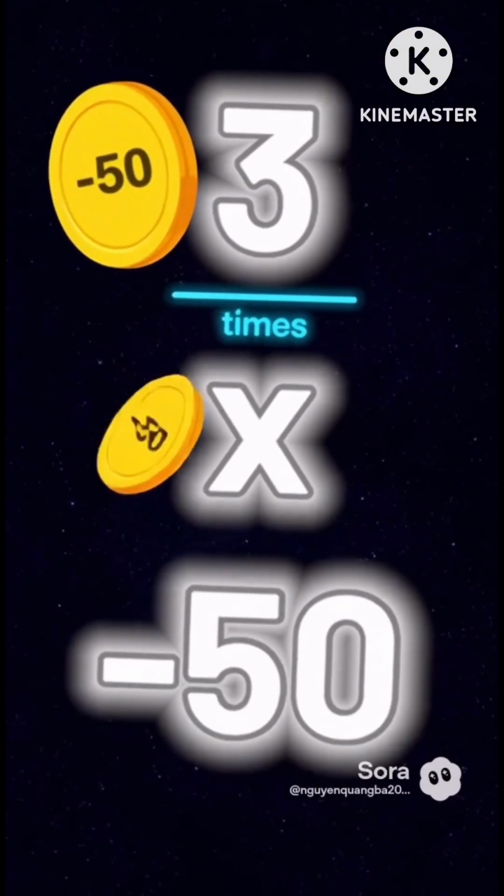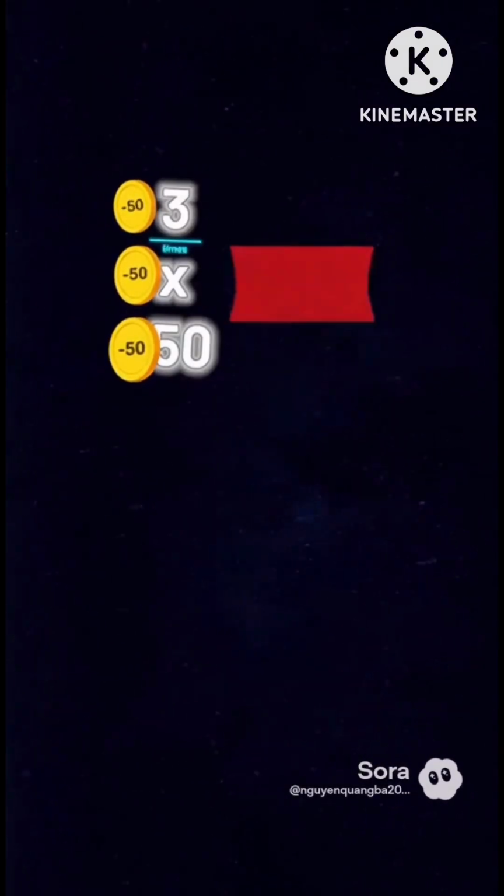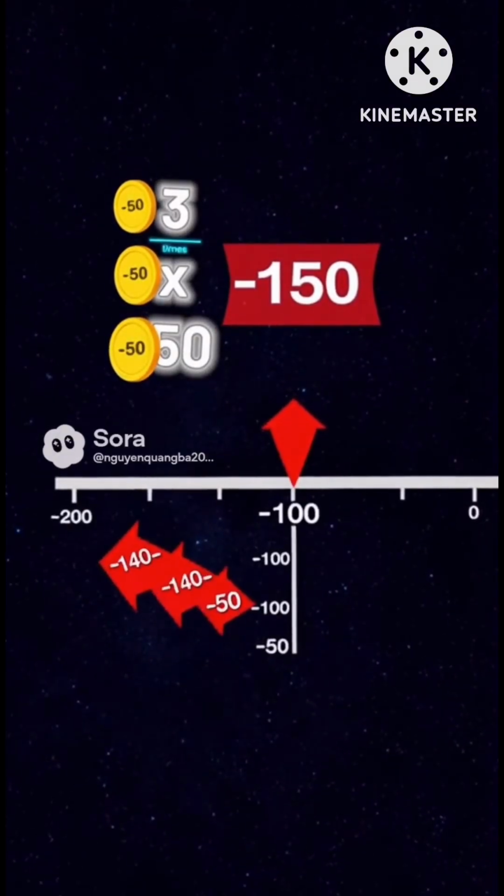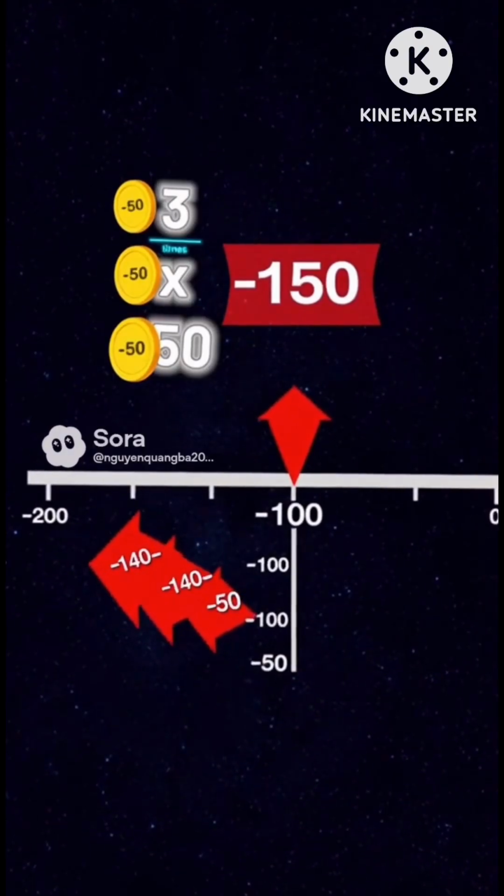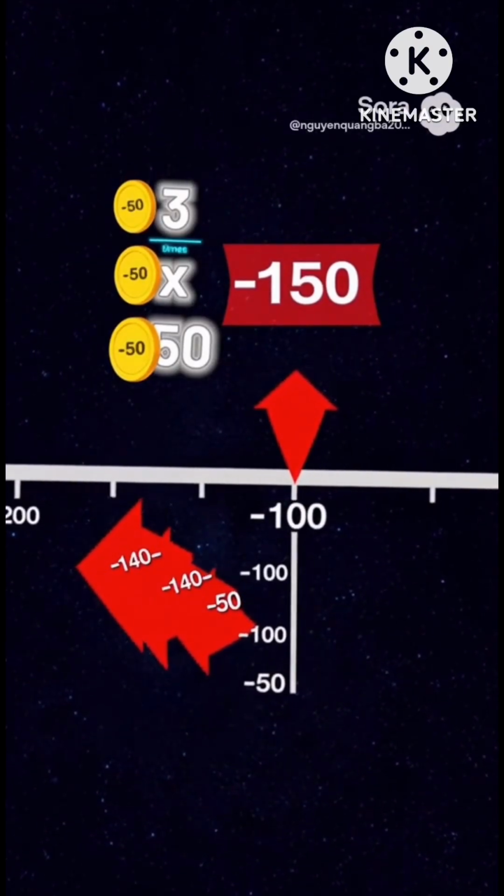Here's 3 copies of negative 50. Stack them together and you get negative 150. Because each time we move another 50 to the left on the number line, we land farther in the negatives. 3 jumps of minus 50.